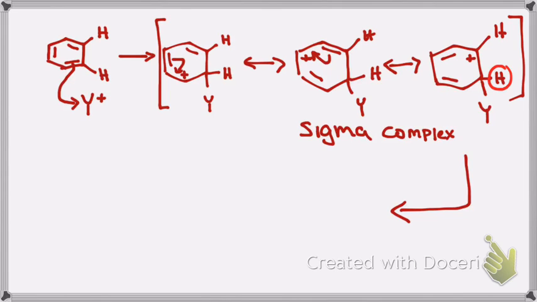Ooh, you can even tell it's red. I just did that to see if you could see. And when it does that, it reforms the pi bond. Right? So a base comes in, attacks the hydrogen, a pair of electrons goes back to the ring, and what you end up with is your substitution product.